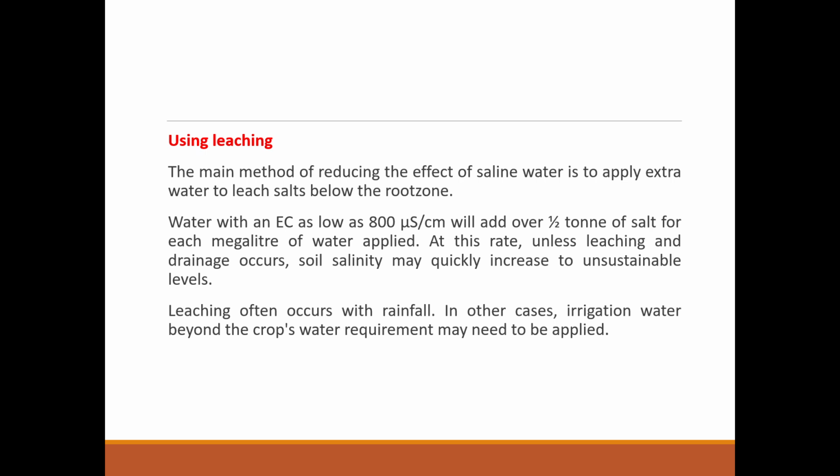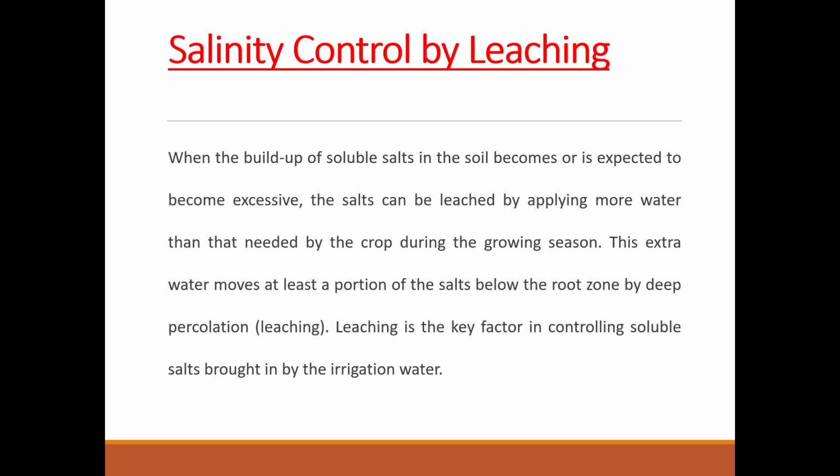Water with an EC as low as 800 microsiemens per centimeter will add over half a ton of salt for each megaliter of water. So unless leaching and drainage are carried out, salinity may increase to unsustainable levels. When the buildup of soluble salts becomes excessive, the salts can be leached by applying more water than needed. This extra water moves at least a portion of the salts below the root zone by percolation. This is a key factor in controlling the soluble salts brought by the irrigation water.